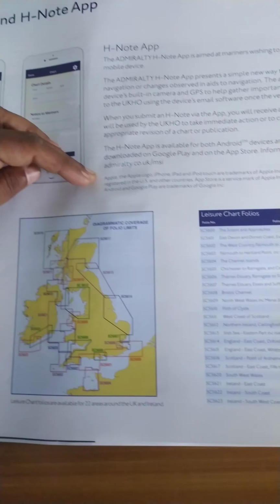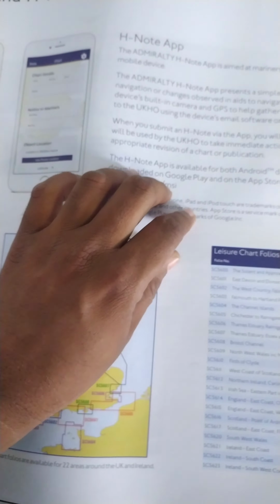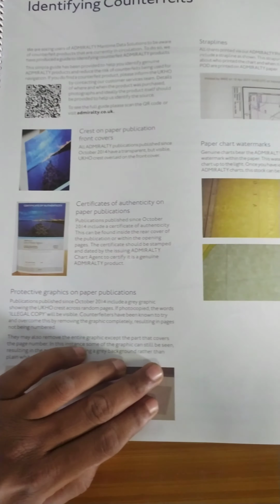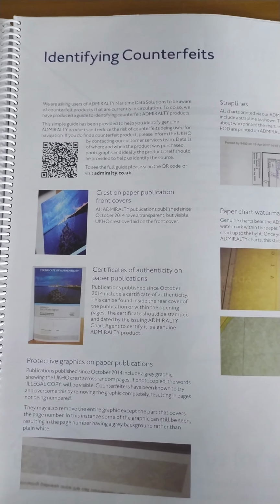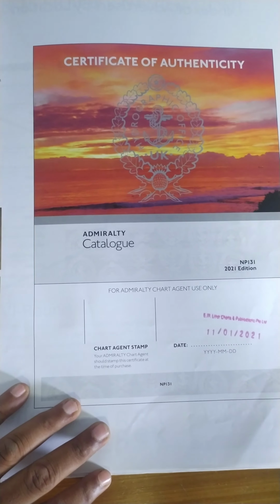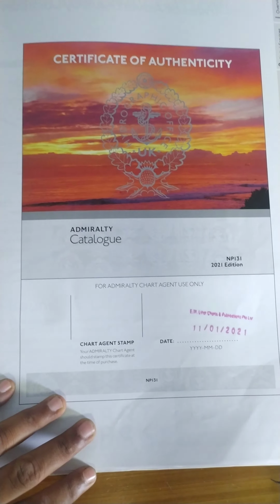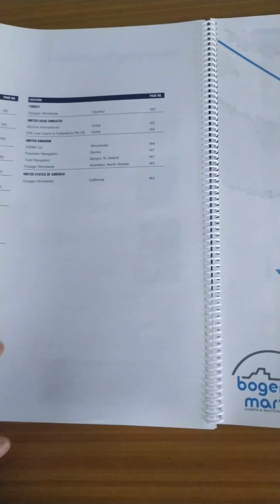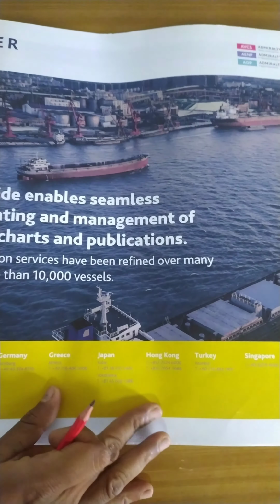Leisure charts, I have never used it, so I am not sure how we will be using it. These are the leisure chart folios. Then it will give you a section of how to identify the counterfeits. Then the day this volume was published. Then there is a section of all the advertisements. We will just skip the advertisements.